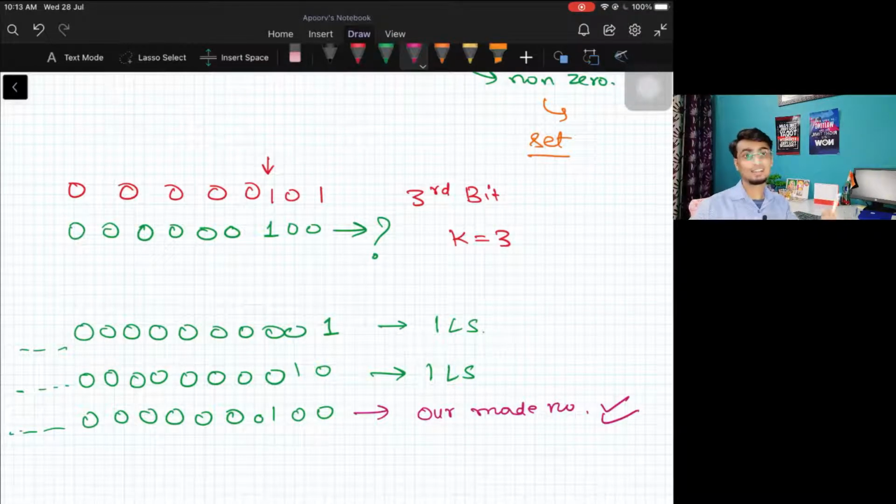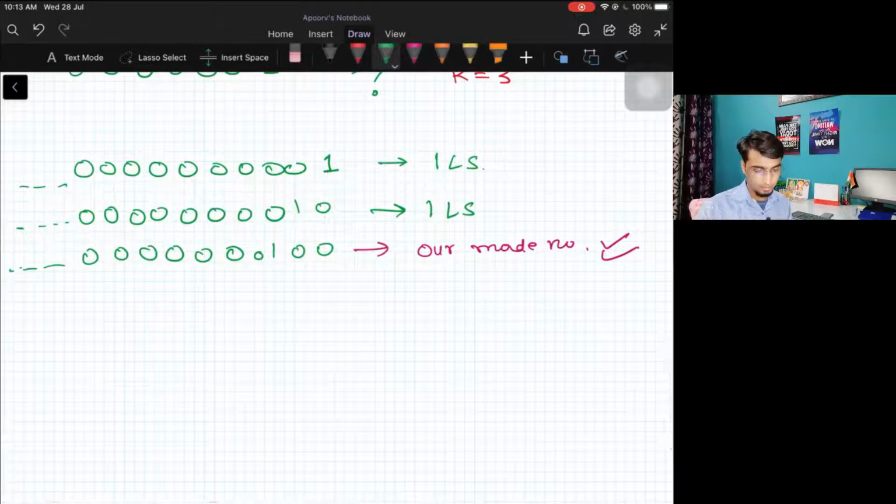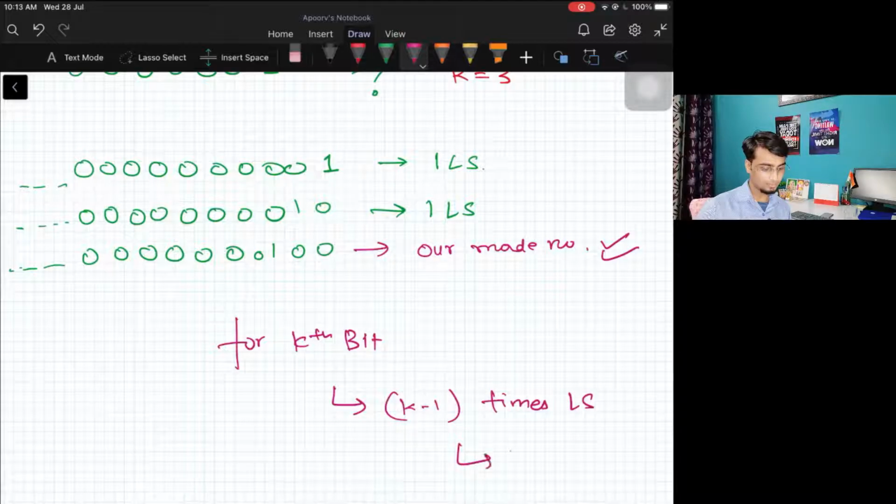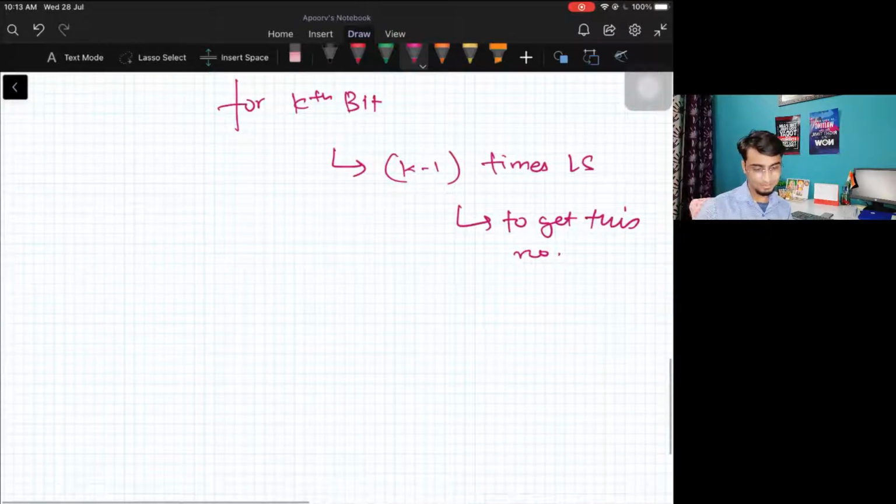So let's generalize it. For the kth bit, if you want to check, you need to do left shift k minus 1 times to get this number. Now let's complete our code.